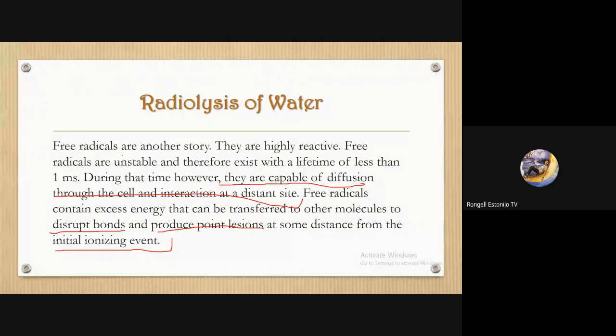So if these free radicals move from one place to another, an organ may not be exposed to radiation, but because of these free radicals, they can cause an effect.